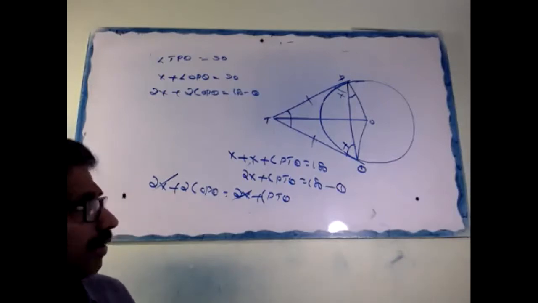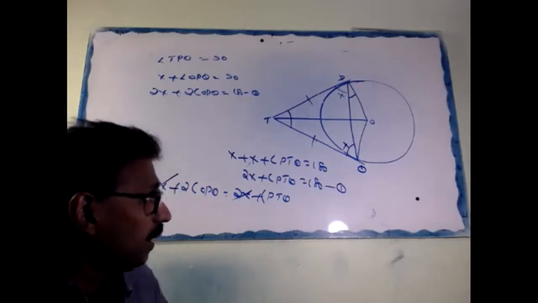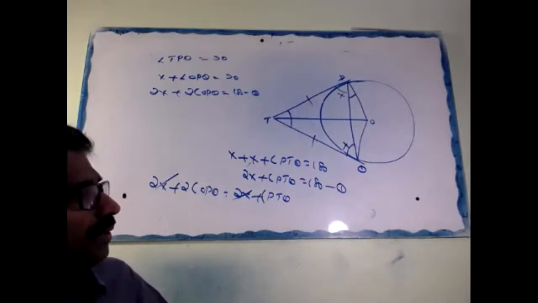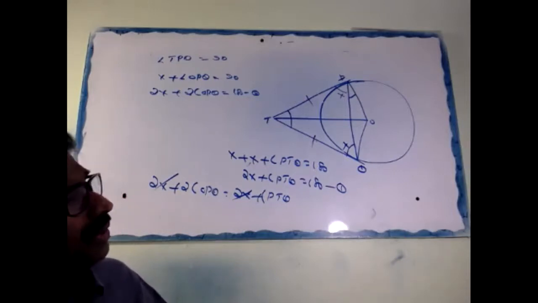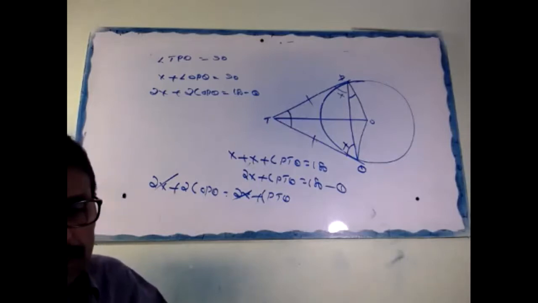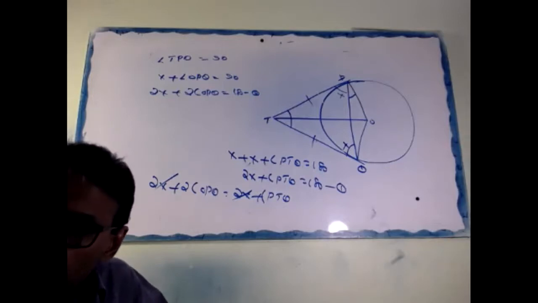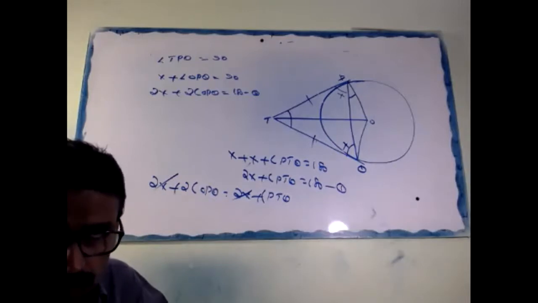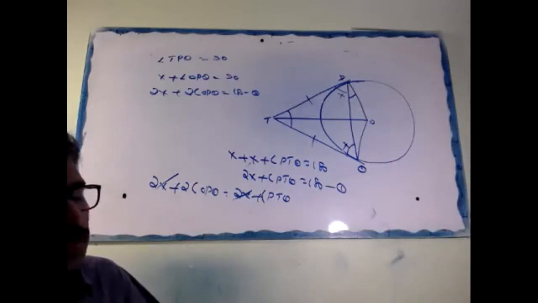Okay. Therefore, angle TPQ equals angle TQP, angles opposite to equal sides are equal. Okay. Let angle TPQ equal angle TQP equal X.